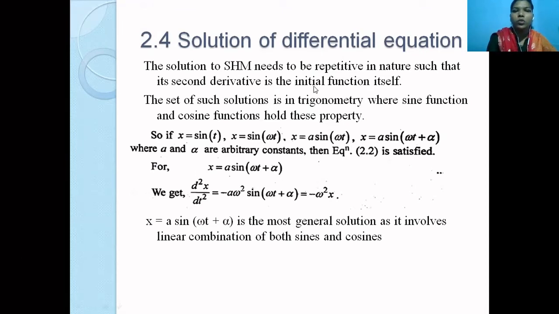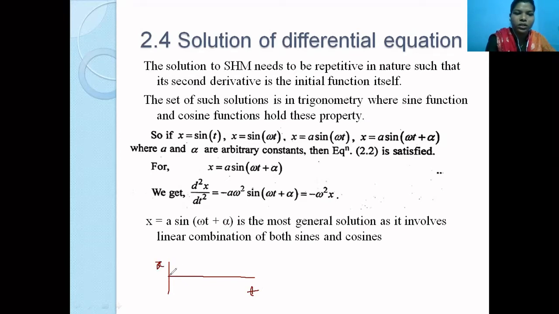Okay, so as I said, we need to consider a few facts. The fact being, the solution to the SHM needs to be repetitive in nature, such that its second derivative is the initial function itself. Because if we look at the waveform of this simple harmonic motion, let this axis be t and this axis be x, the displacement versus time graph is what I'm plotting now.